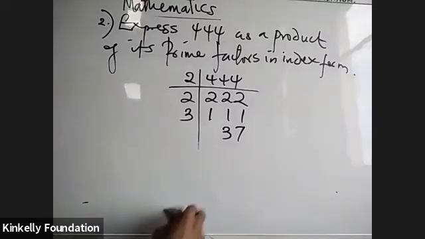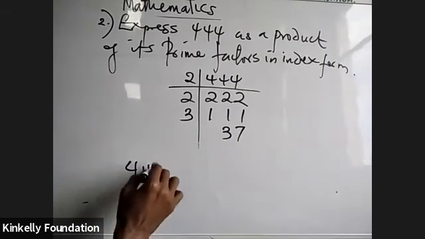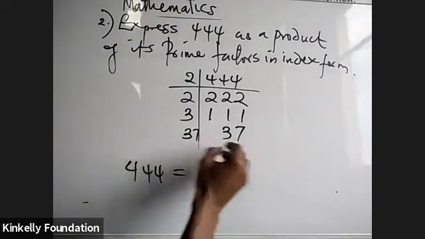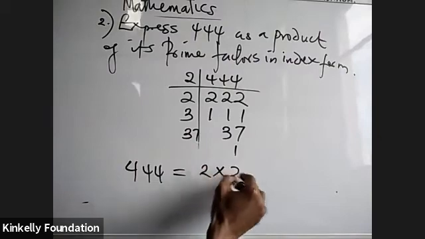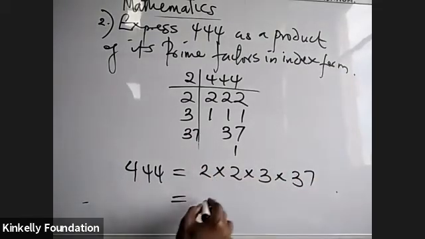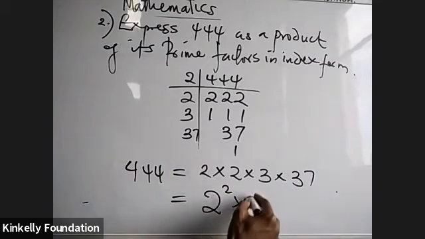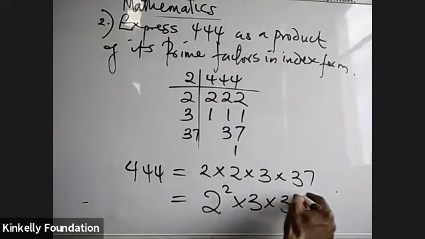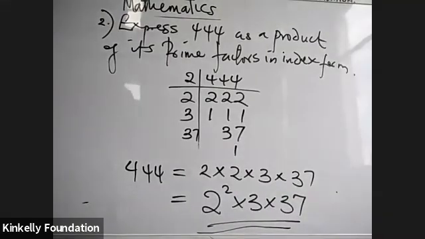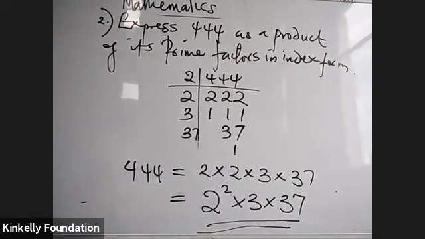So we have our 444 to be 2 times 2 times 3 times 37. So we have 2 raised to the power 2 times 3 times 37. So this is our value in this form.